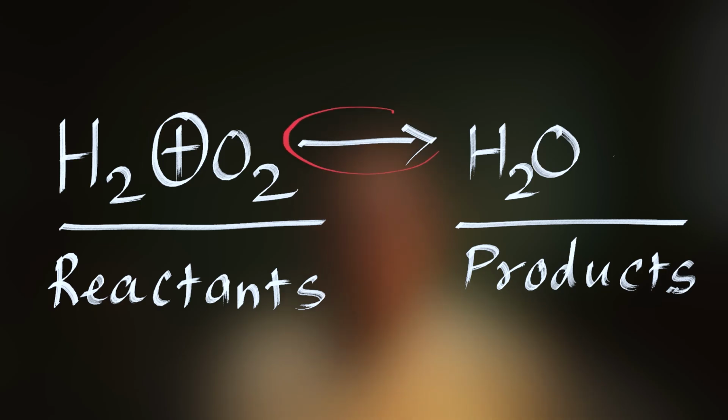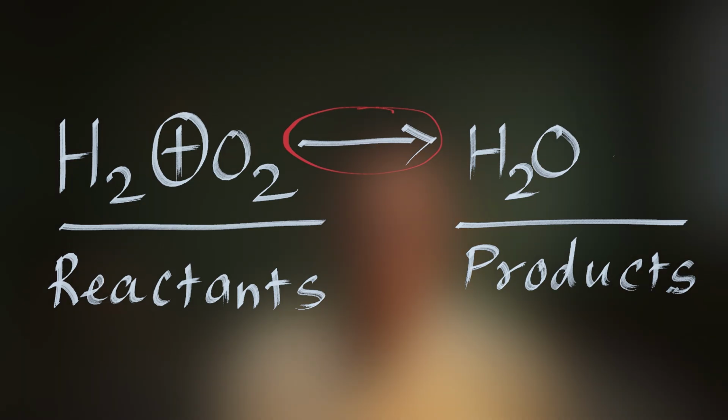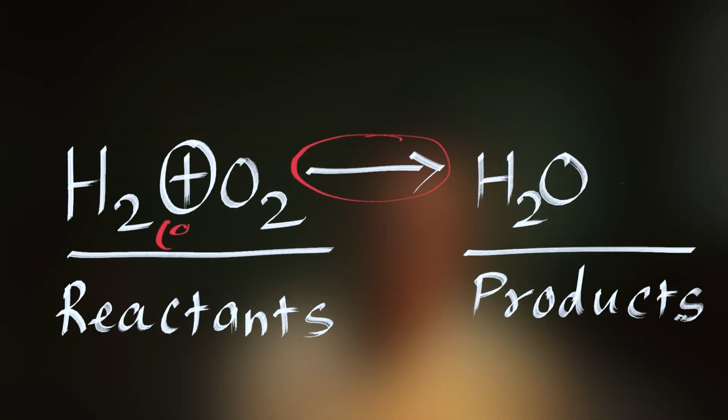The arrow in the equation that I have shown here shows the direction in which the reaction is proceeding. But this is not a complete equation. There are a few more things which we can add here. We also write the physical states in which reactants are used or in which products are formed. For example, in this case, hydrogen is used in the gaseous form.